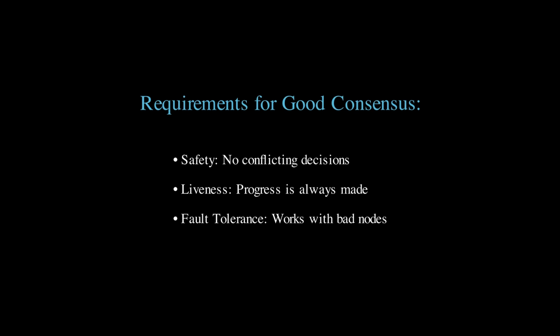This is the really tricky part. Sounds simple, right? Well, this is actually one of the hardest problems in all of computer science. It's called the FLP impossibility theorem. You literally cannot have all three properties perfectly in an asynchronous network.